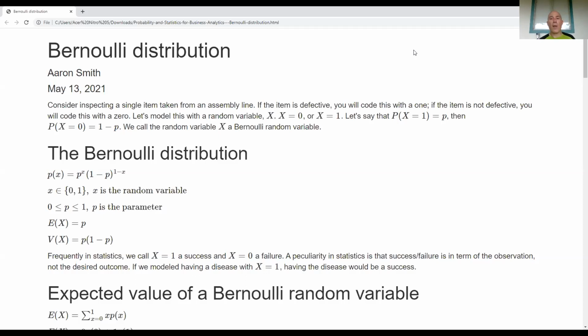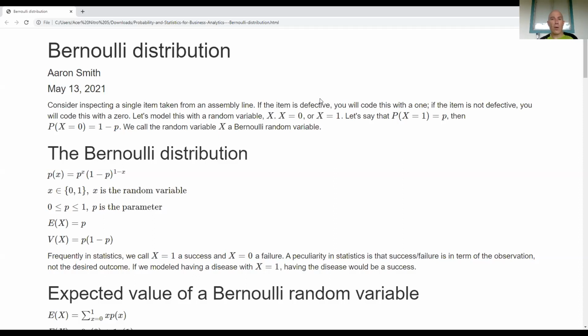Why do we do this? Well, first and foremost, if I have zeros and ones and I take the average of the values, that gives me the fraction of success observations, which is very nice for us. Here's a motivating example. Let's say that we go to an assembly line. As part of quality assurance, I'm going to grab an item and inspect it. There is some probability that the item is defective. If it is defective, I'm going to put a 1. If it's not defective, I'm going to put a 0.